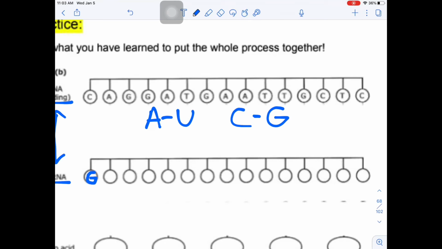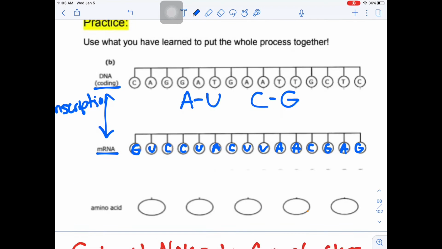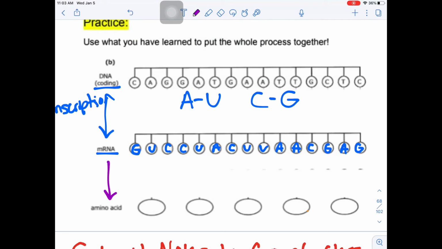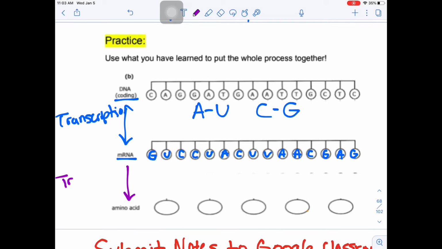Hopefully you got the right answer. Let's take a look. We've got a G, U, C, C, U, A, C, U, A, C, G, A, G is the correct answer for that mRNA sequence. Now the next step is to turn this mRNA sequence into an amino acid. And that's what we just learned about. That's the process of translation.